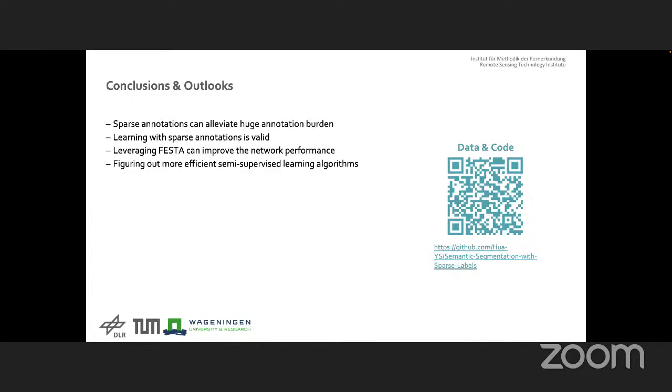Second, learning with sparse annotations is valid, and as we showed before, networks learned with our simple semi-supervised learning method can achieve good performance. Third, leveraging the proposed method can improve the network performance compared to fully relying on supervised learning. And the last point is the future works can put effort in figuring out more effective and efficient methods for this weakly supervised semantic segmentation task.